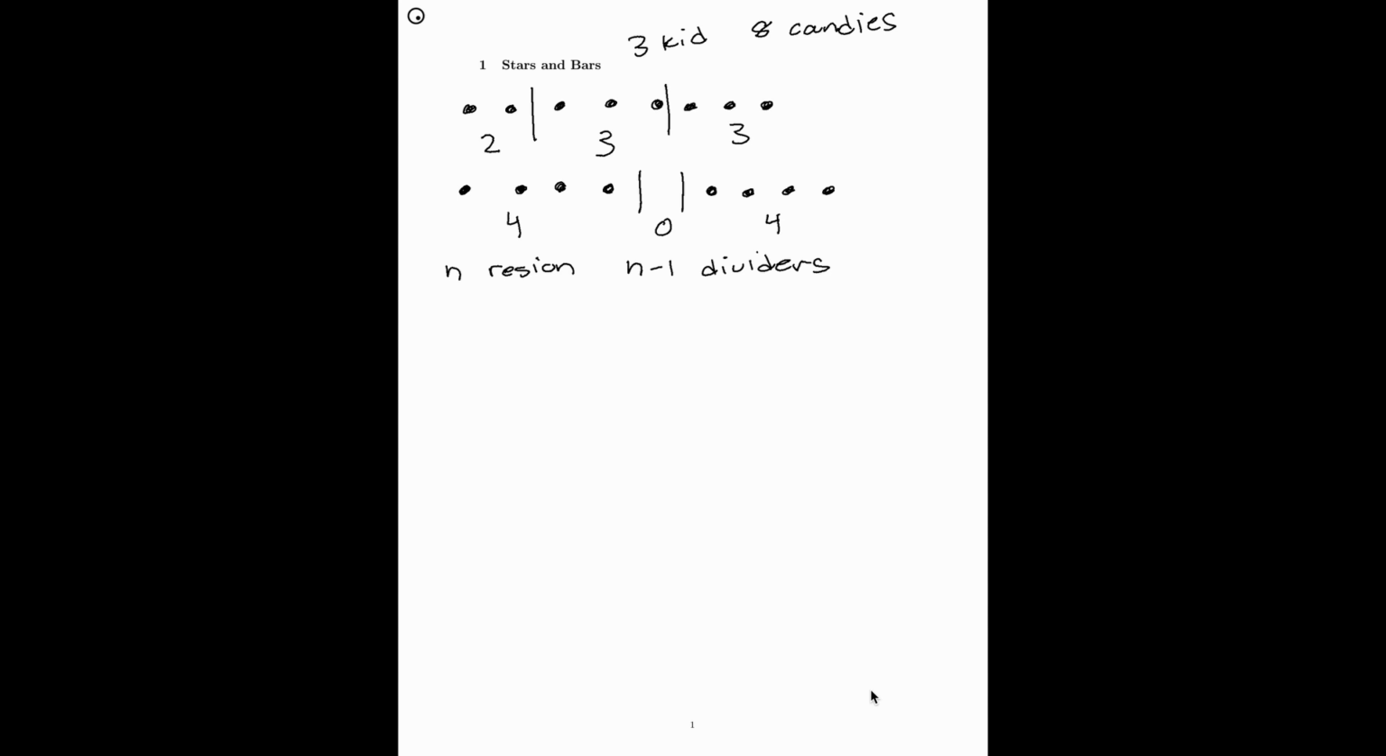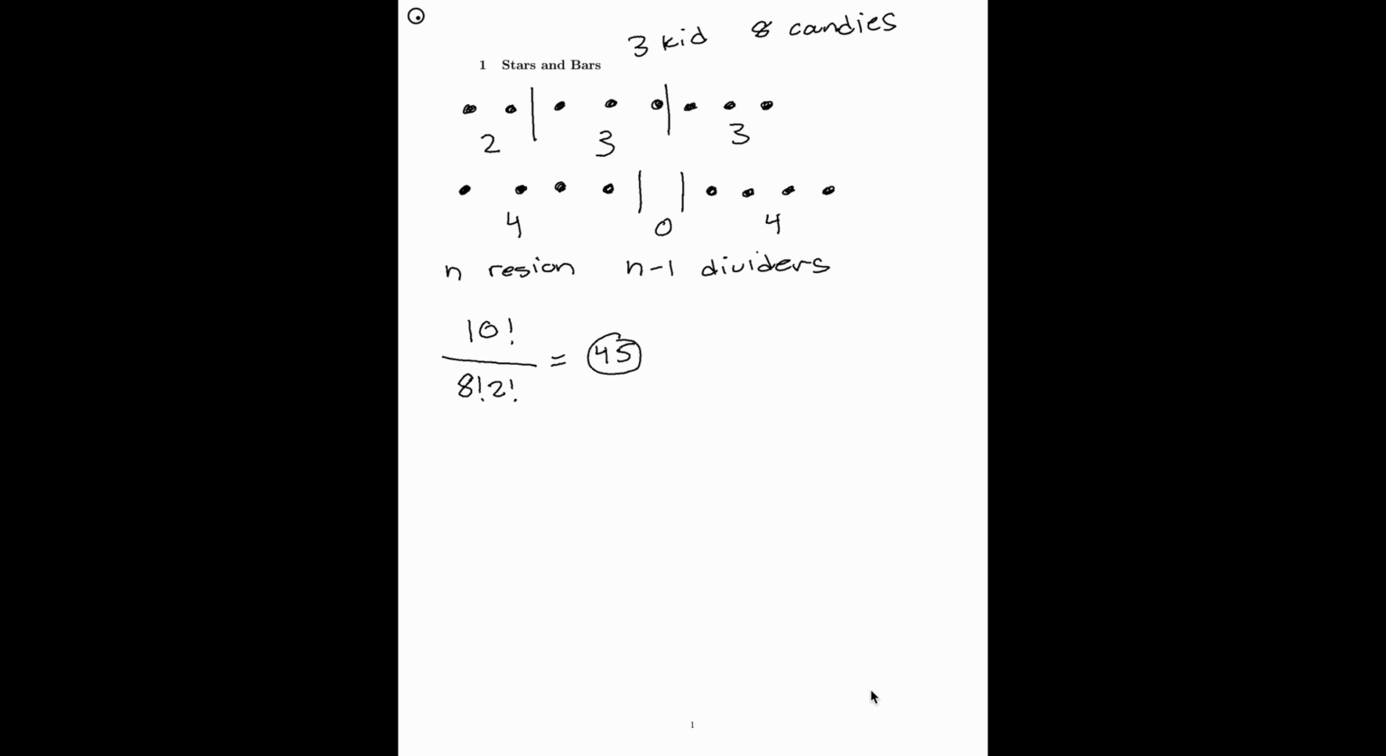So now, the total number of ways we can distribute the candies to the kids is just a permutation of the original setup. There are 10 objects in total, so there are 10 factorial ways to arrange them, and we have to divide by 8 factorial to account for the overcounting within the candies, and then 2 factorial for overcounting within the bars. This will get us an answer of 45 in this case.